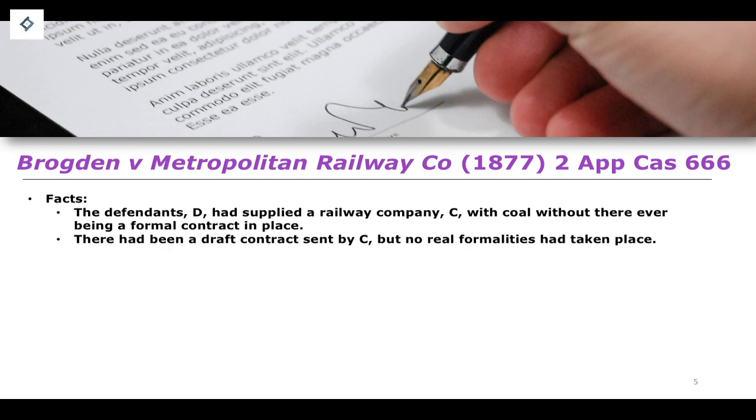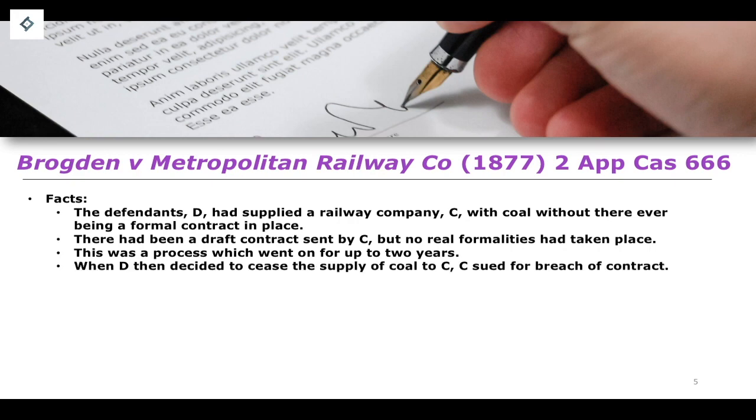So a draft contract had been sent to the defendants, but ultimately nothing formal had taken place. No signatures, for example, had been made, and in addition to this, they just carried on with their arrangement of supplying coal to the railway company. This was a process, by the way, that went on for up to 2 years. So a draft contract was sent, nothing formal had taken place, and then for up to 2 years, there was just this supply of the coal to the railway company.